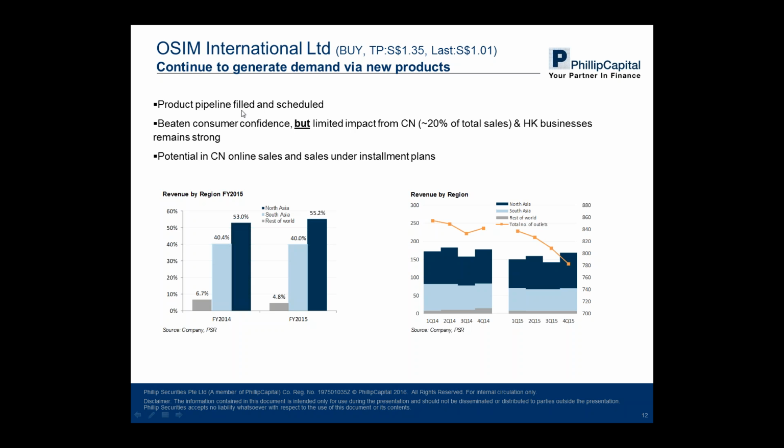And although we have been seeing a lot of market news regarding the big Chinese consumer market, the management shared that there's a limited impact from China sales, because China only contributed about 20% of their total sales. And as mentioned earlier, their Hong Kong businesses are still quite strong. To address the big demand from China, they have looked into the growth prospects in their online sales. For last year, they shared that their online sales have more than doubled.